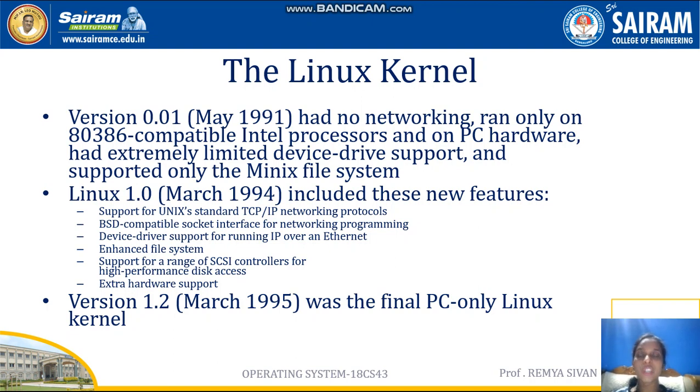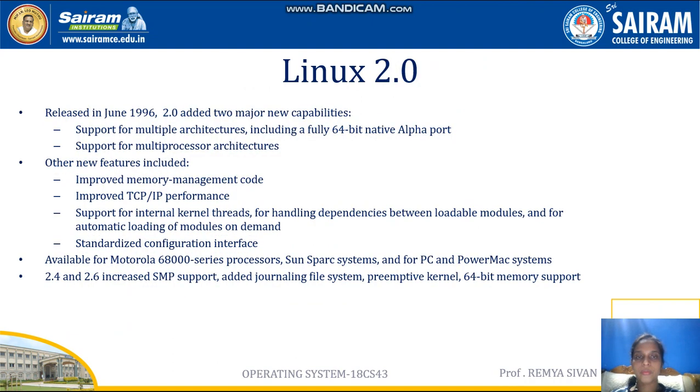The next version is version 1.2, developed in 1995. That was the final PC-only Linux kernel. The next one is Linux 2.0, released in June 1996, and some new features were added to this version. Those features are support for multiple architectures, including a fully 64-bit native Alpha port, and support for multiprocessor architecture.